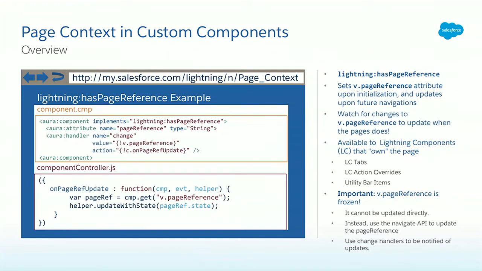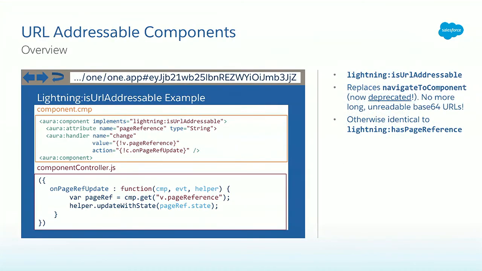For URL addressable components, it's pretty much exactly the same. You need to, instead, implement Lightning is URL addressable. I wanted to show you here that the URL pattern changes from the base64 encoded URL pattern to this more user-friendly /CMP/ component name.